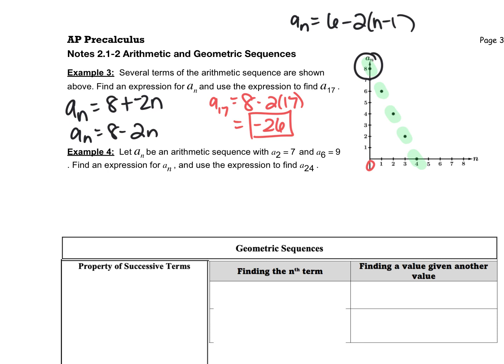Okay? All right, so let's look at 4. It says, let a of n be an arithmetic sequence. They tell me a sub 2 is 7 and a sub 6 is 9. We want to find an expression for a sub n and then use that to find a sub 24. What do I need to find first?